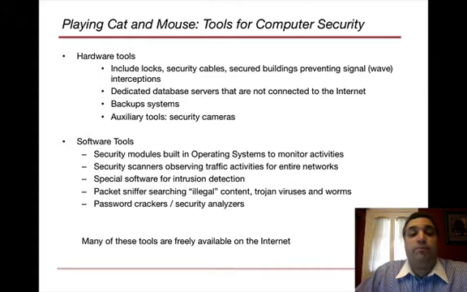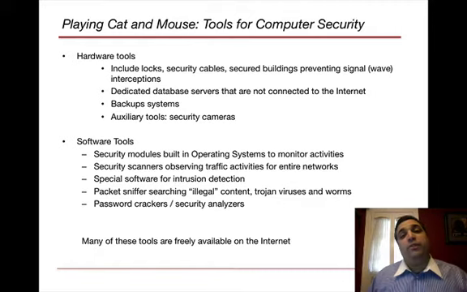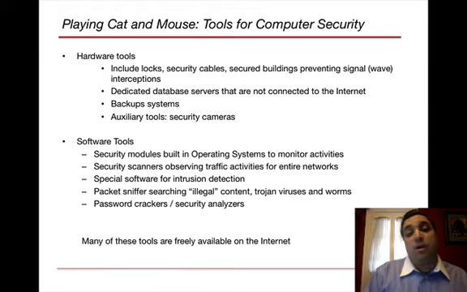There are hardware tools: locks, security cables, secured buildings, dedicated database servers not connected to the internet, backup systems, security cameras. These are hardware functions that are used in computer security. There's a story I'm familiar with where an individual was concerned that someone had come into a server room, and they were looking at ways to secure the room by using a laser pointer to know if someone came through, taking the keyboard out, taking the disk out to prevent access, and using fingerprint biometrics, when a simple solution would have been to have a lock on our door, which we didn't have at the time. This was about 15 years ago.